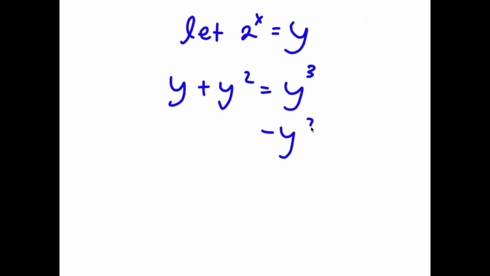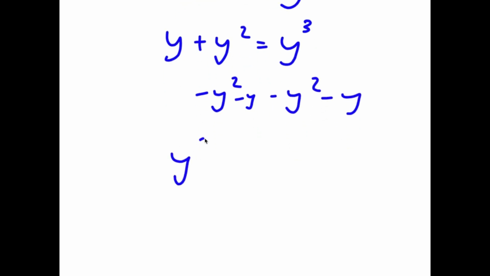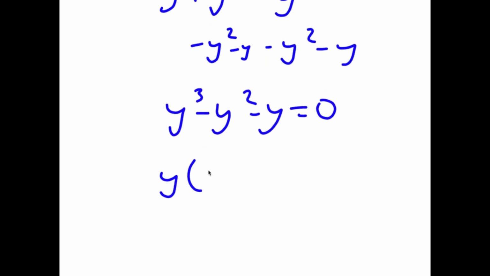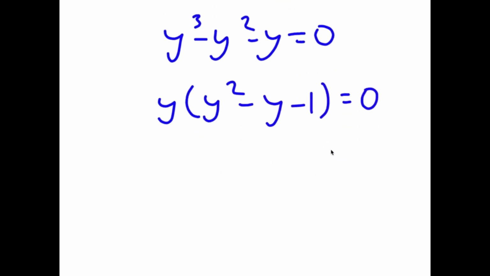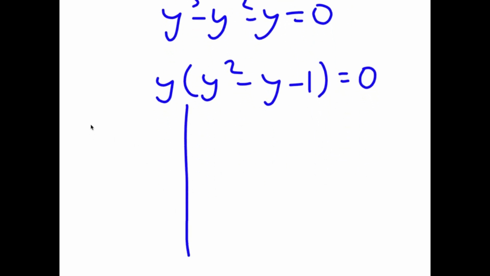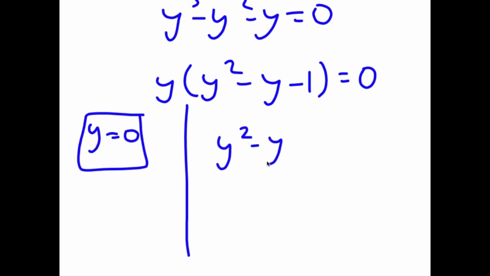Now I'm going to subtract y squared and y on both sides. So now I have y to the power of 3 minus y squared minus y is equal to 0. And now if I factor out y, I get y times y squared minus y minus 1 is equal to 0. So this gives me two equations. I have y is equal to 0, and I have y squared minus y minus 1 is equal to 0.